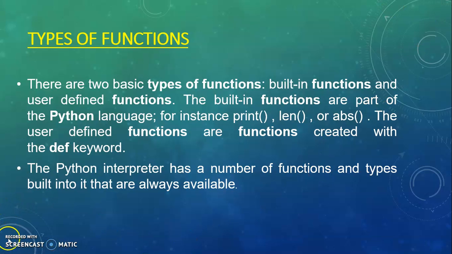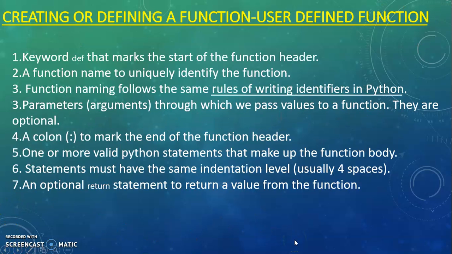Now next we are going to see how we can create or define a function. When you are creating your own function, it is a user defined function because the user is defining it. For defining the function, first of all, as we have learned, we use the def keyword, and this marks the beginning of the function. There are different parts: the header and the body. In the header we define the function using def, and then we give the name of the function and 2 brackets. Function name should be unique and it should follow the rules of identifiers.